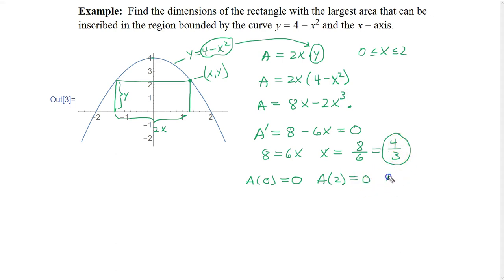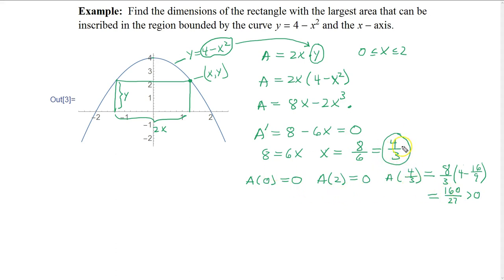And A of 4/3, putting 4/3 in here, you're going to get 2 times 4/3, so that's 8/3, times 4 minus 16/9. And that of course simplifies out to 160/27. I used my calculator there to do that one. And so that's approximately 5.9. But the fact is that that is bigger than 0, so that's where our area has its maximum.